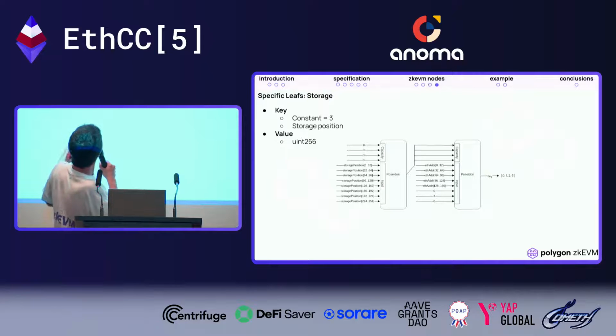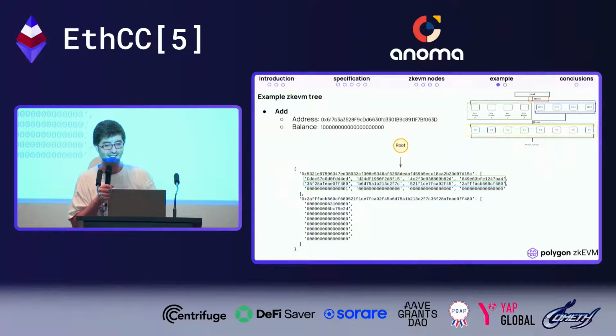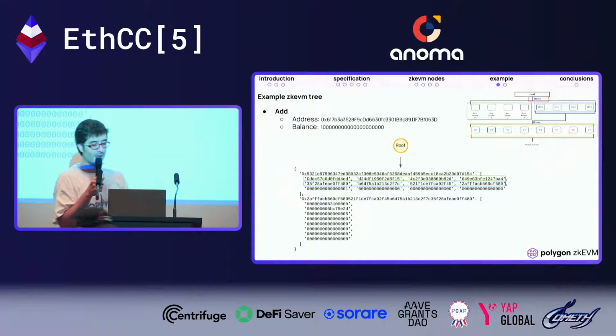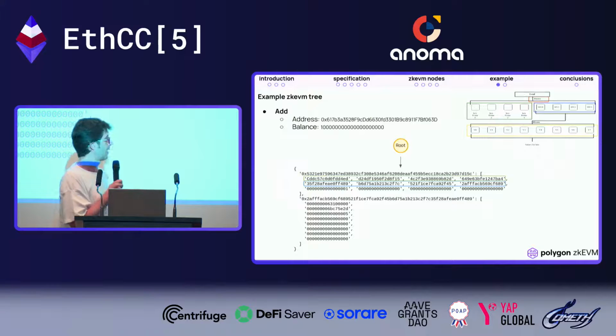So we need to set the storage position in the first Poseidon, and then the constant is set to 3. Okay. In order to clarify a little bit, I'm going to put an example of how to add just 2 leaves into the state tree of the zkEVM. So here I'm adding a leaf of balance into the state tree, but how does it look like?